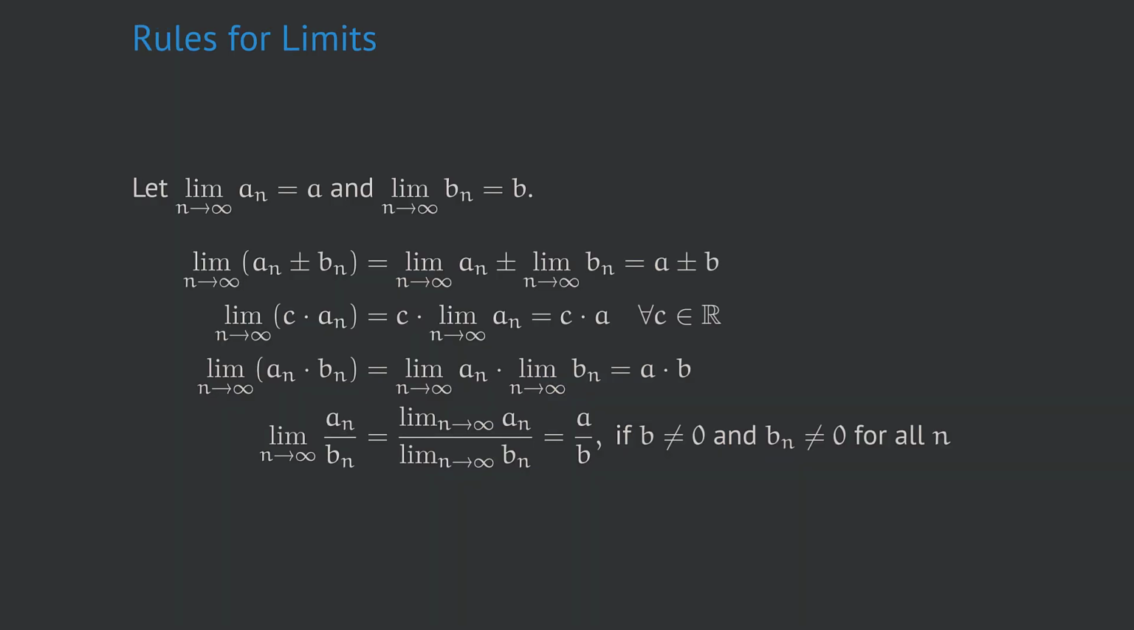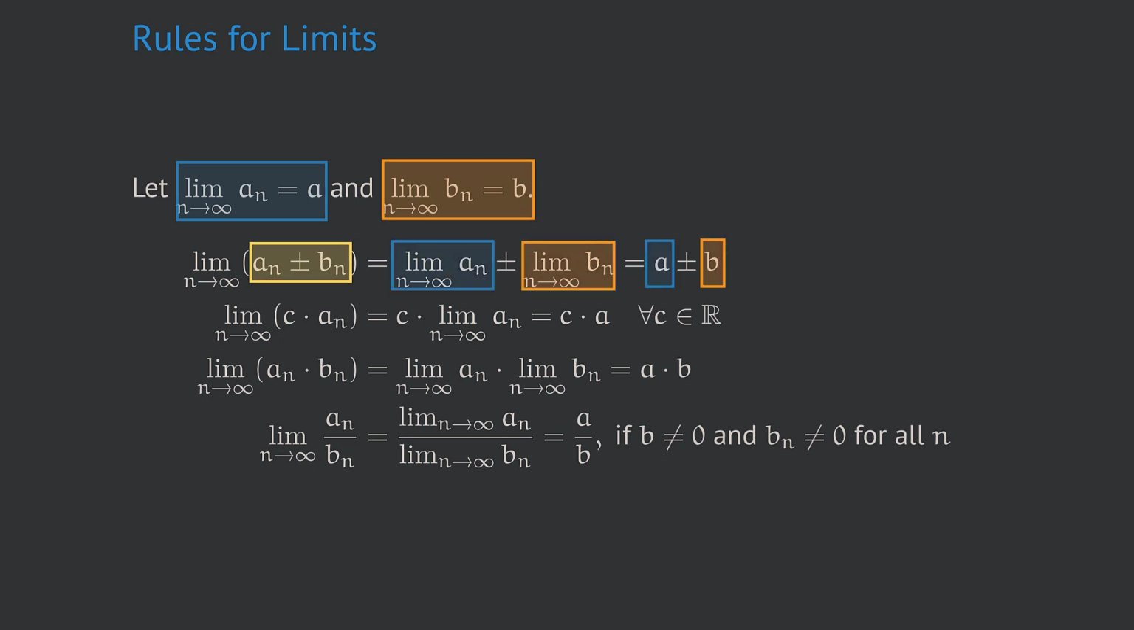We have talked about rules for limits. That means how we can find limits of sequences which are the result of a combination of simpler sequences. Like this, for instance, the sequence a_n plus b_n is the combination of the simpler sequences a_n and b_n. And if we know the limit of a_n and b_n respectively, which we call a and b, we can find the limit of a_n plus b_n by splitting the sum up and taking the respective limits of a_n and b_n separately, and finally adding these limits up again.